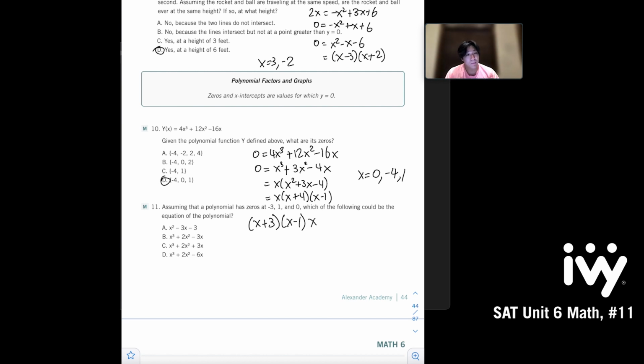This way, we have now basically built our polynomial, and we'll just go ahead and distribute out. So we have x squared plus 2x minus 3 times x, which gives us x cubed plus 2x squared minus 3x. So in this case, we're left with answer choice B.